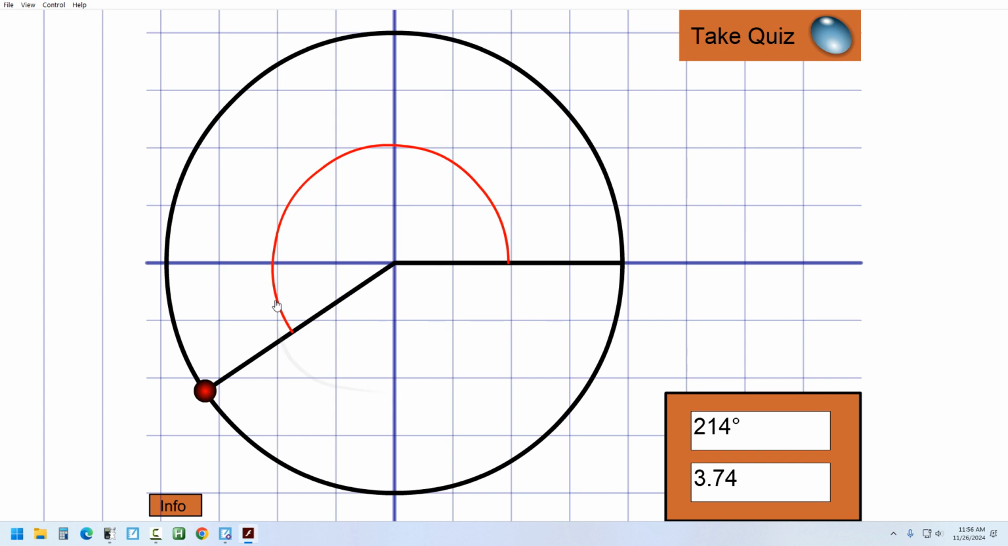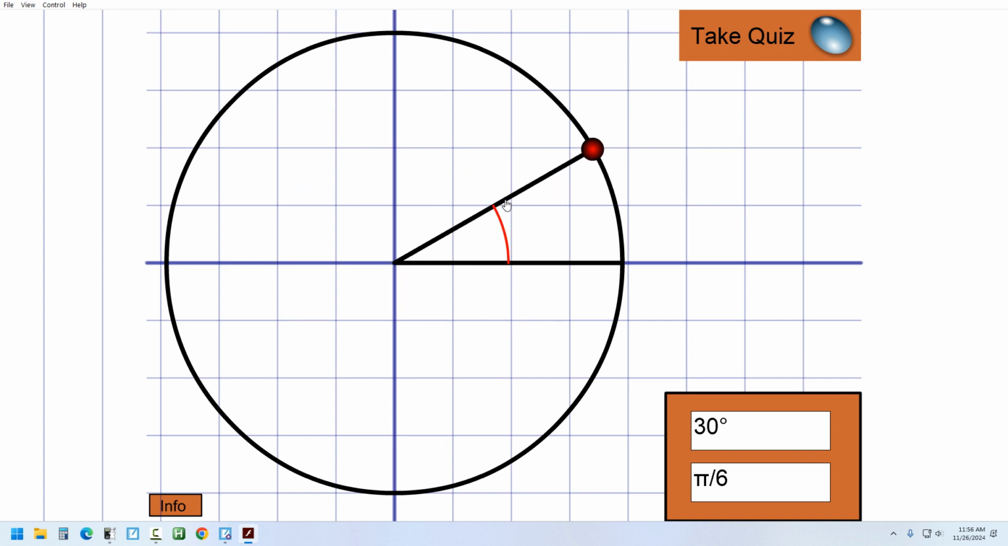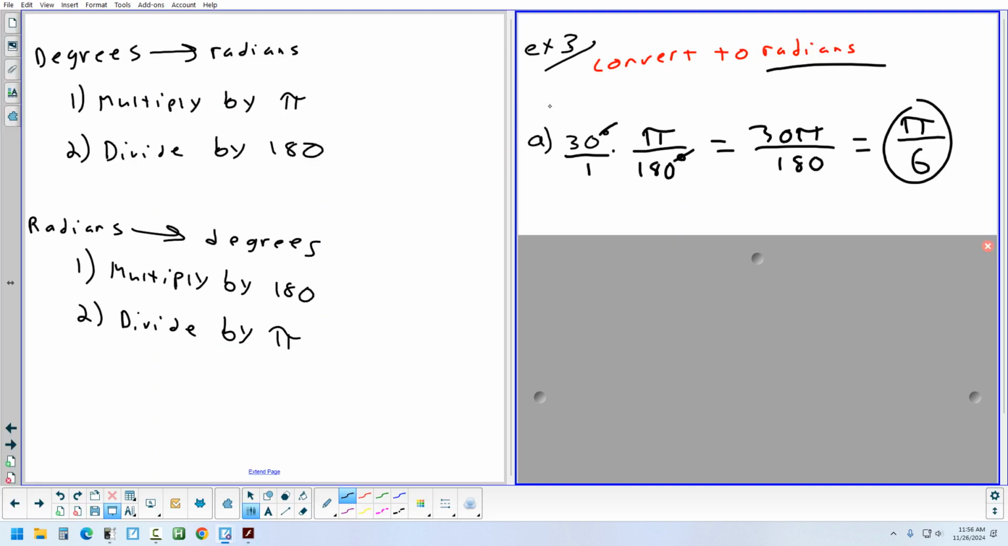And I can show that to you by going like that. So you'll notice some answers have a pi, some have a decimal. Generally, anything that's a multiple of 30 or 45 will be written as a fraction with pi. A non-special angle, something that's not a multiple of 30 or 45, we'd have a decimal.